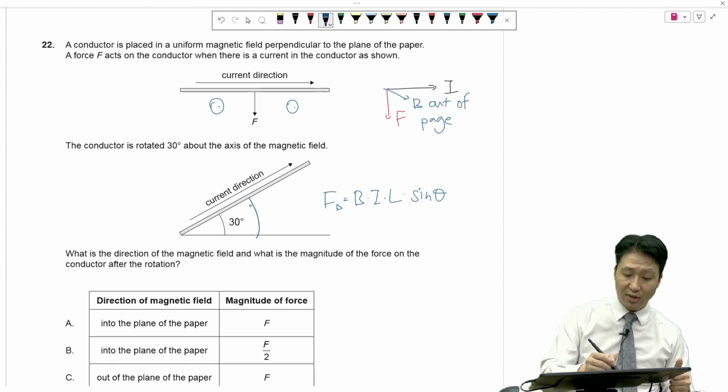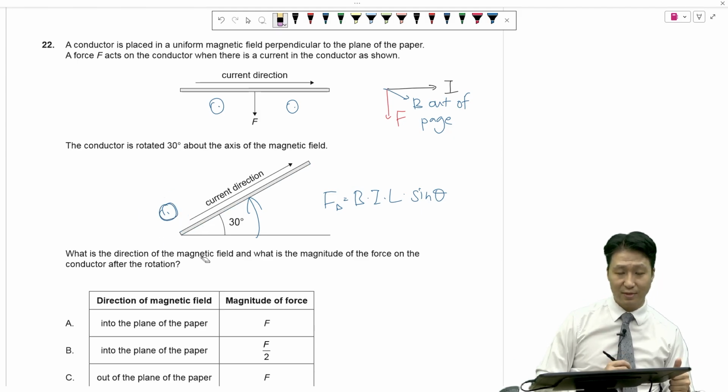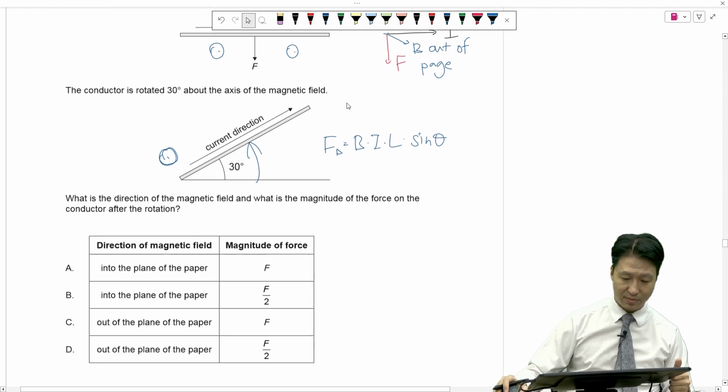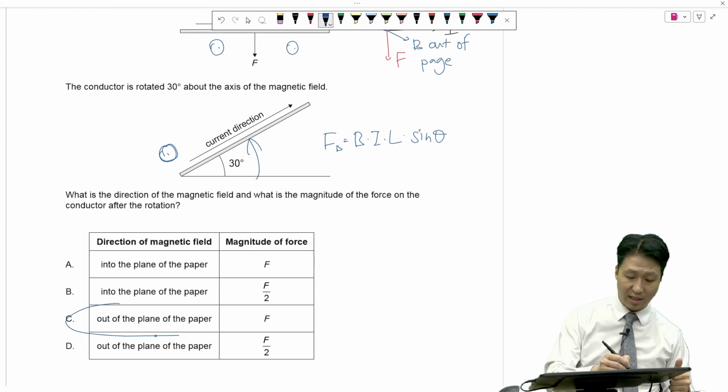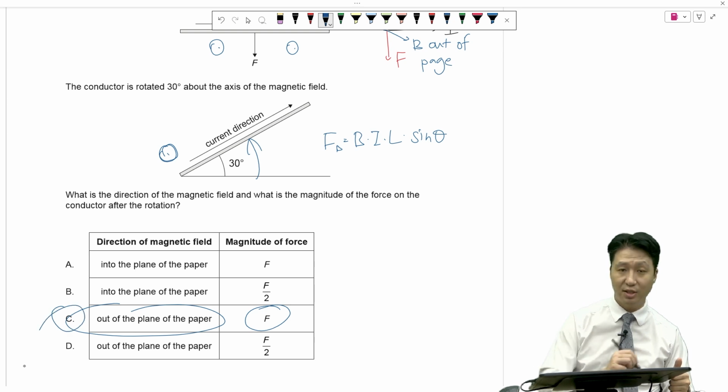So, even though you rotate it like this, the angle between the magnetic field and the current is still 90 degrees. So it's out of the plane of the page, same force. The answer is C.